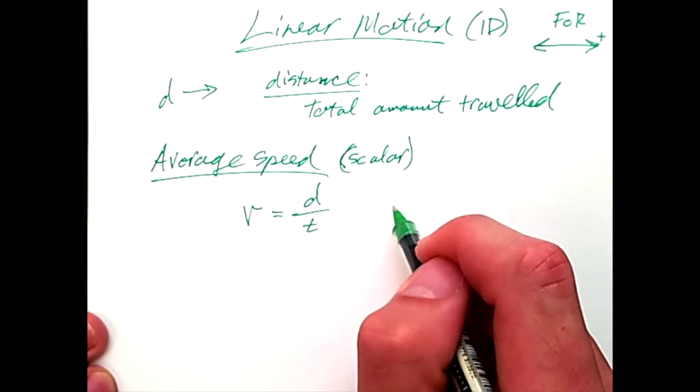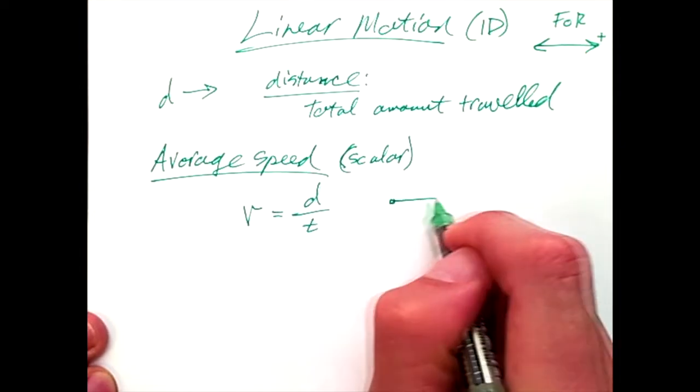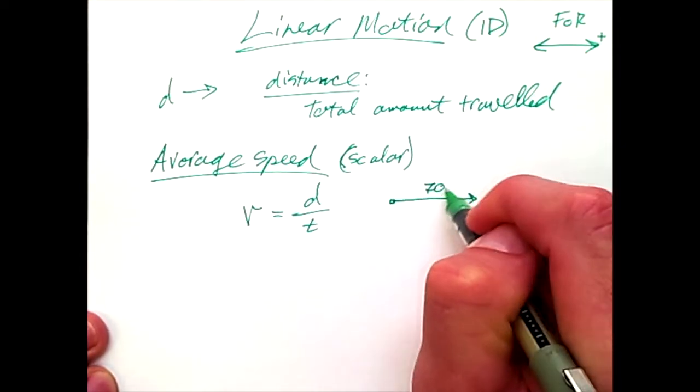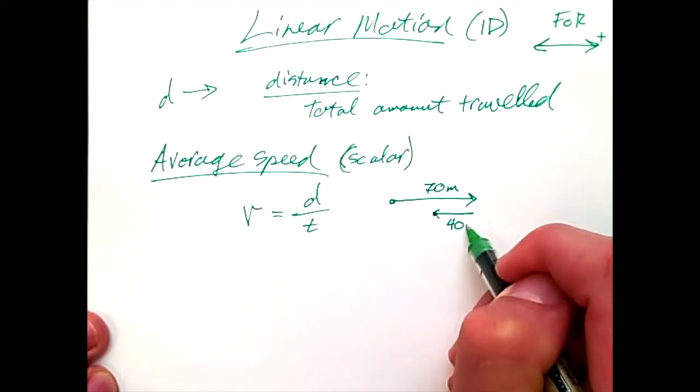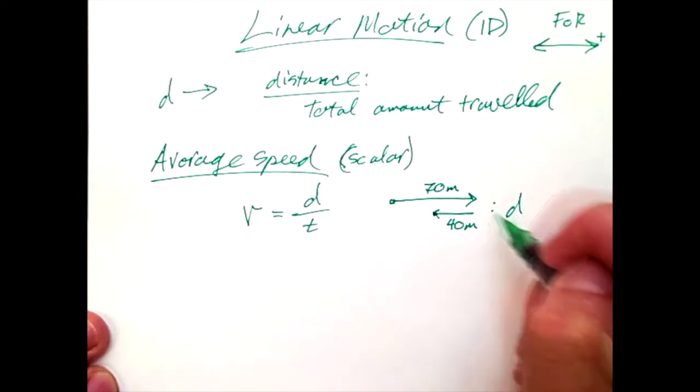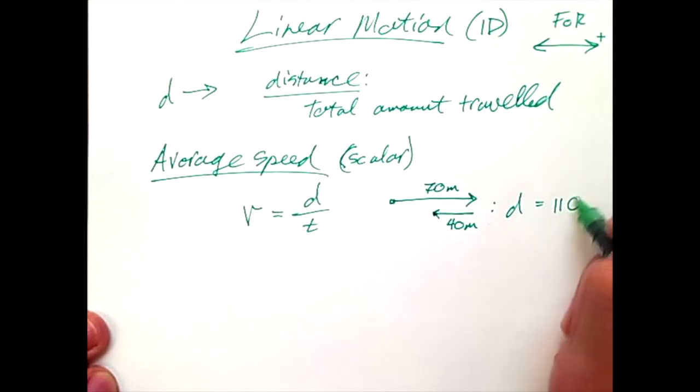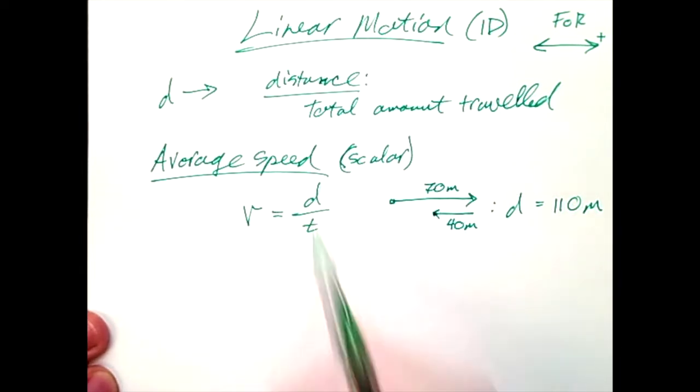An example would be if I started here and traveled 70 meters to the right, and then I traveled backwards 40 meters to the left, the total d in this case would be equal to 110 meters and would be the value used as d when calculating speed.